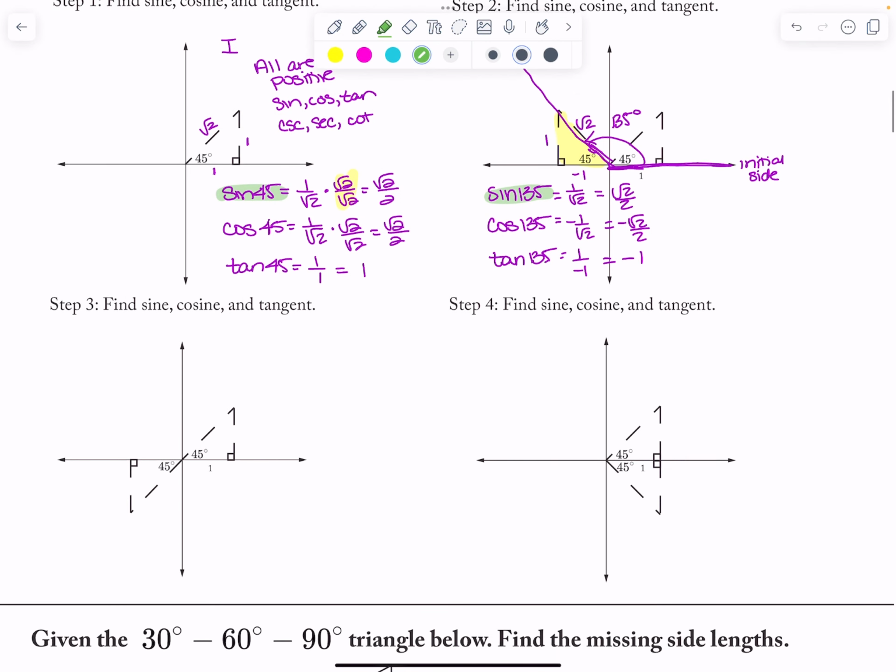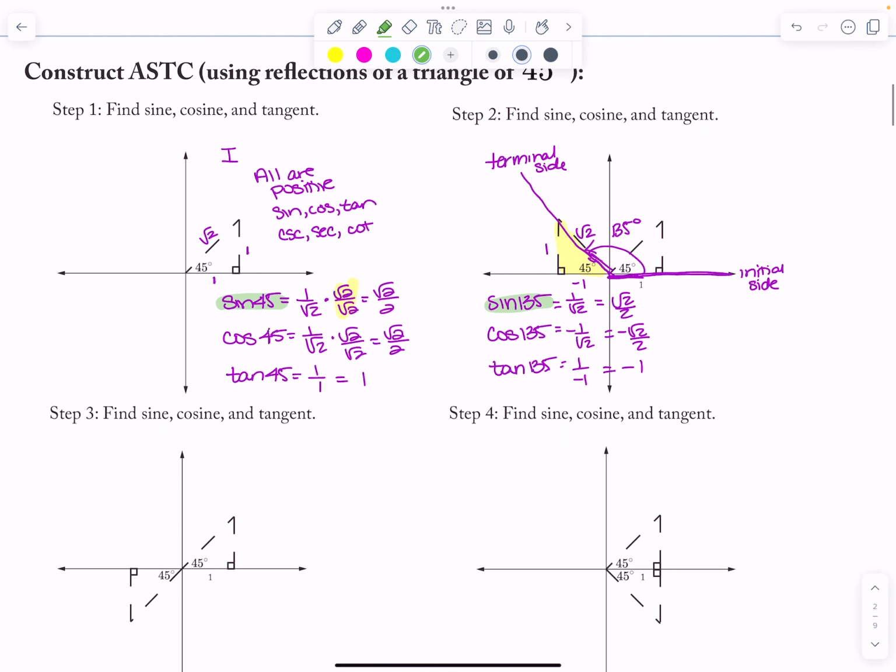So now if I look at what you notice about quadrant 2, let's not write in a highlighter. I do this all the time too.